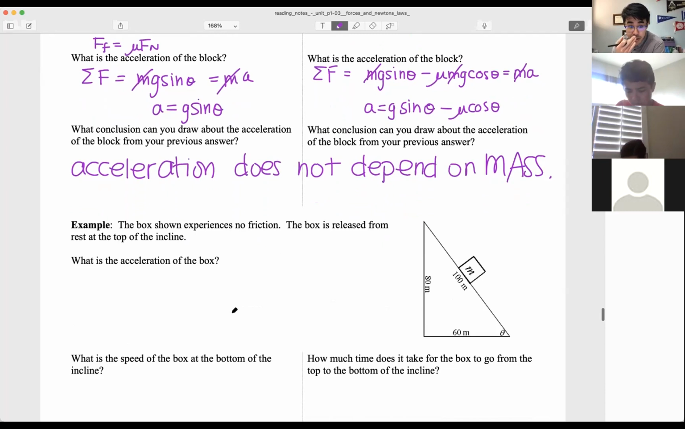So then if we want to apply it to this question here, it's the same question. It says it experiences no friction, right? So we just did one with no friction. So what's the acceleration of the box? We can just say a is equal to g sine theta, right? I yoinked it from above. This one's just a little bit more conceptual in that we can figure out sine theta.